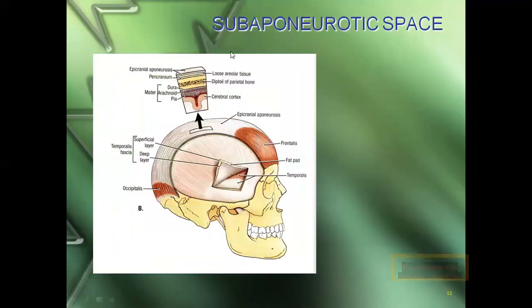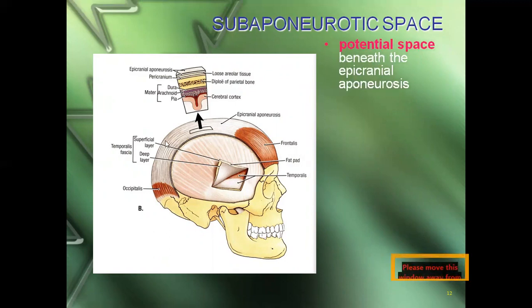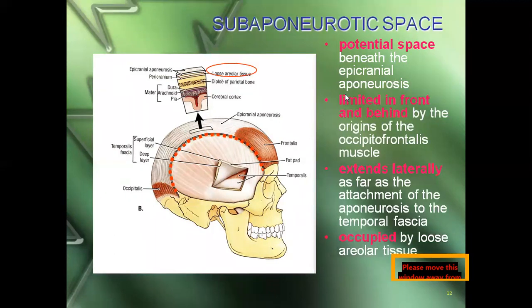Then see here, the subaponeurotic space. That means below this epicranial aponeurosis, whatever space is there, you call it the subaponeurotic space. Then here you are finding the temporalis muscle. We are also seeing the temporal fascia. So the subaponeurotic space is the potential space below the epicranial aponeurosis. It is limited in front and behind by the origin of these muscles. What are these? Anteriorly we have frontalis, posteriorly we have occipitalis. Laterally, the restriction of the epicranial aponeurosis is the attachment of temporal fascia, which is occupied by loose areolar tissue.